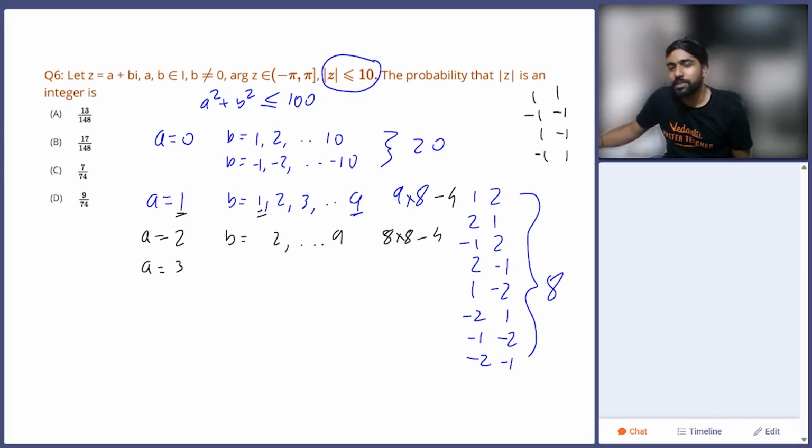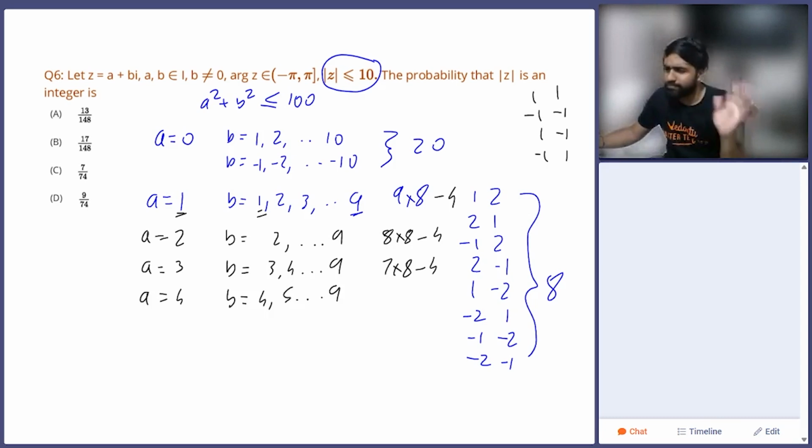Then we start with a equals to 3. Here I will have b equals to 3, 4 again up until 9 because 90 is still less than 100. So I will have 7 into 8 minus 4, the minus 4 for the 3, 3 case. a equals to 4, I'll have b equals to 4, 5 again up until 9 because 81 plus 16 is still less than 100.